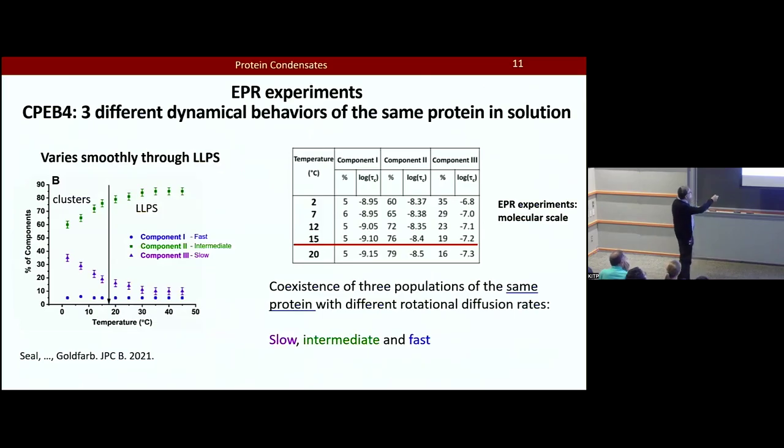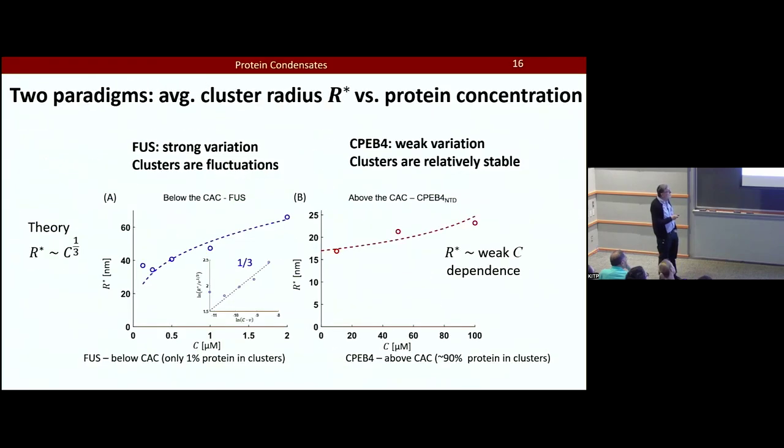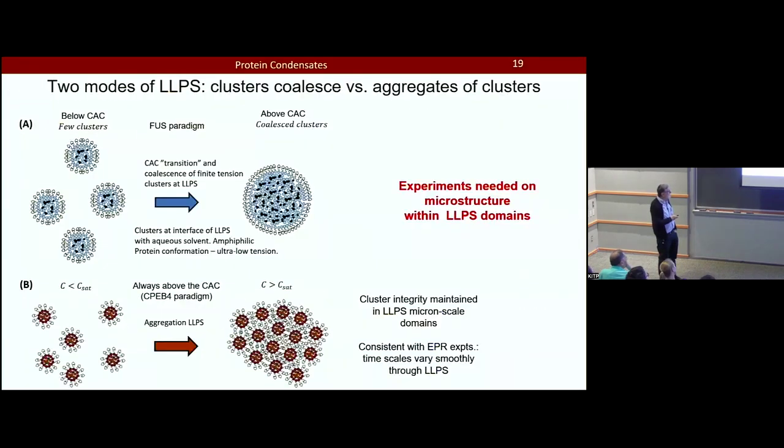Now, just to remind you of this plot of the timescales. These timescales don't vary very sharply at the phase transition. So that says that even above the coexistence temperature, in this case, in the LLPS region, you still have these three timescales. And that says you still have these three conformations within the cluster. And so the LLPS large domains may indeed consist of clusters themselves. They've changed a little bit, we don't know, and this is something to measure.